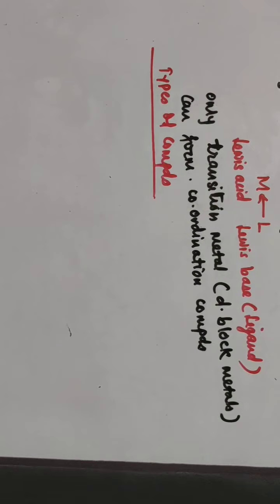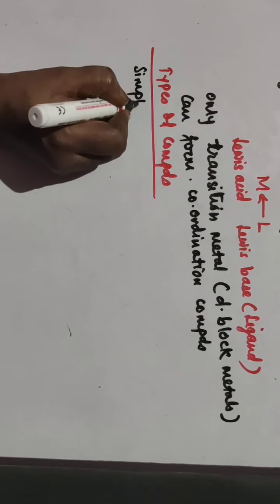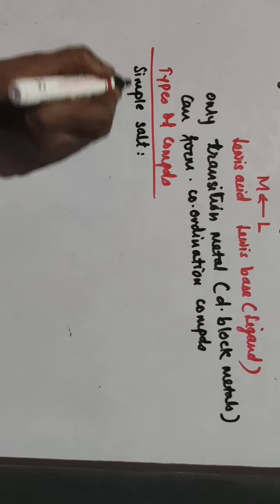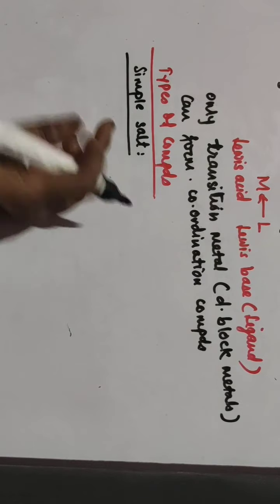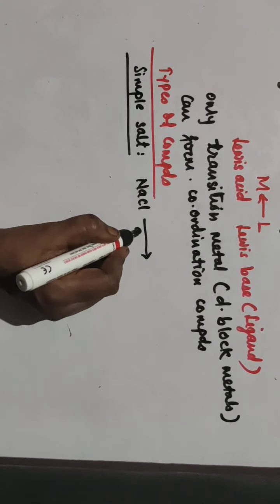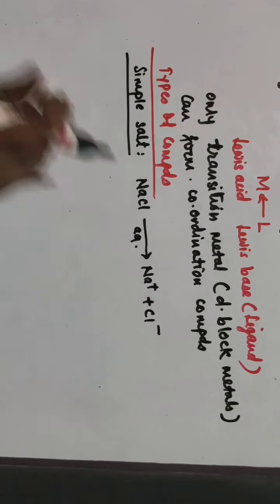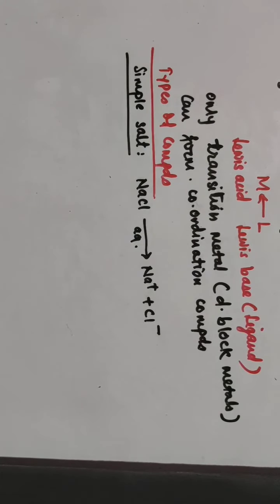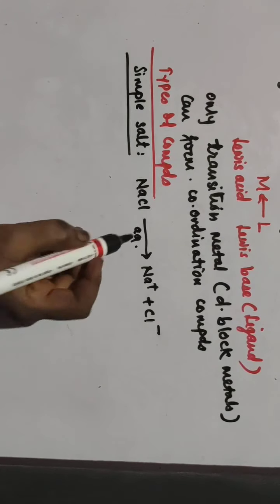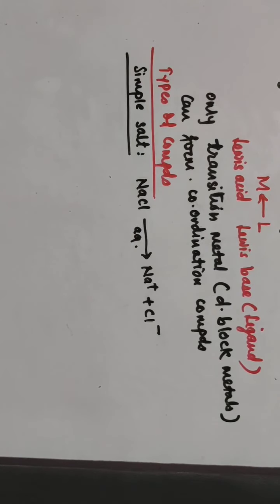So in types of compounds, first is your simple salt. We'll take the first compound as a simple salt. For simple salt, take the example of NaCl. This NaCl in aqueous medium gives Na plus and Cl minus ions. Simple salt, why? Because it contains only one anion and one cation. So in aqueous medium or in water, there is a formation of Na plus and Cl minus ions. So it is completely ionized, and you will get all the ions present in the molecule.